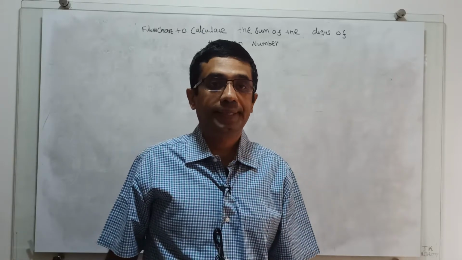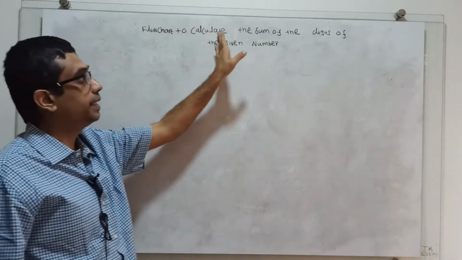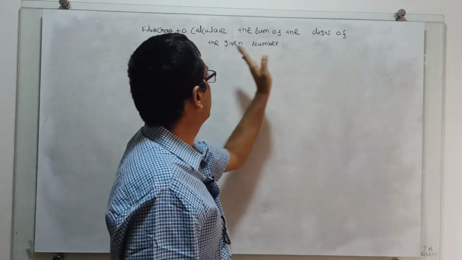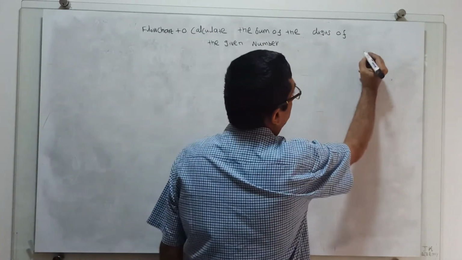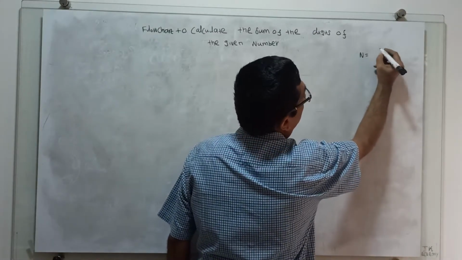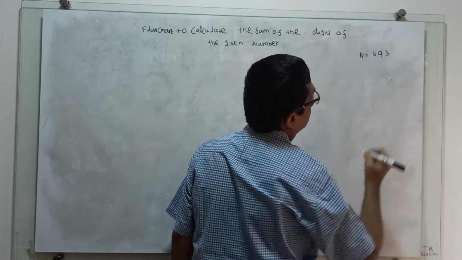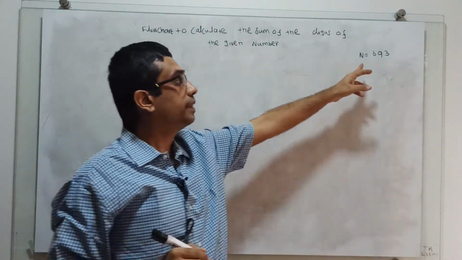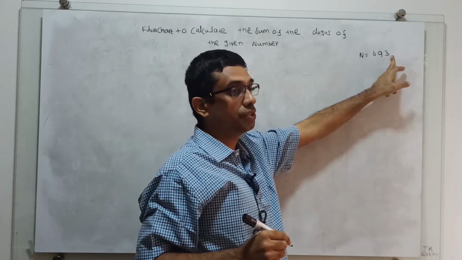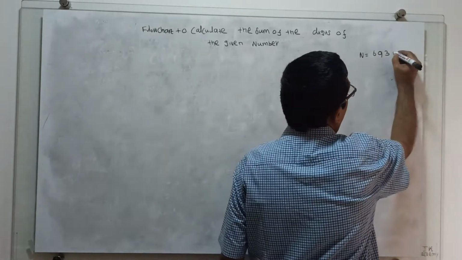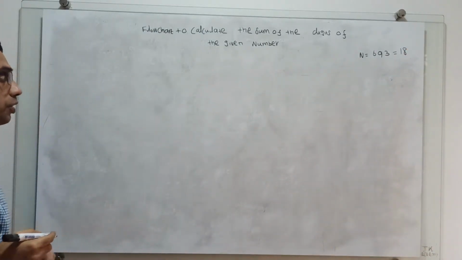Hi friends, in this video we are going to draw a flow chart to calculate the sum of the digits of the given number. So for example, a number 693 is given. We have to calculate the digit 6 plus 9 is 15, 15 plus 3 equals 18. So in this way we have to draw a flow chart. So we'll directly go to the flow chart.